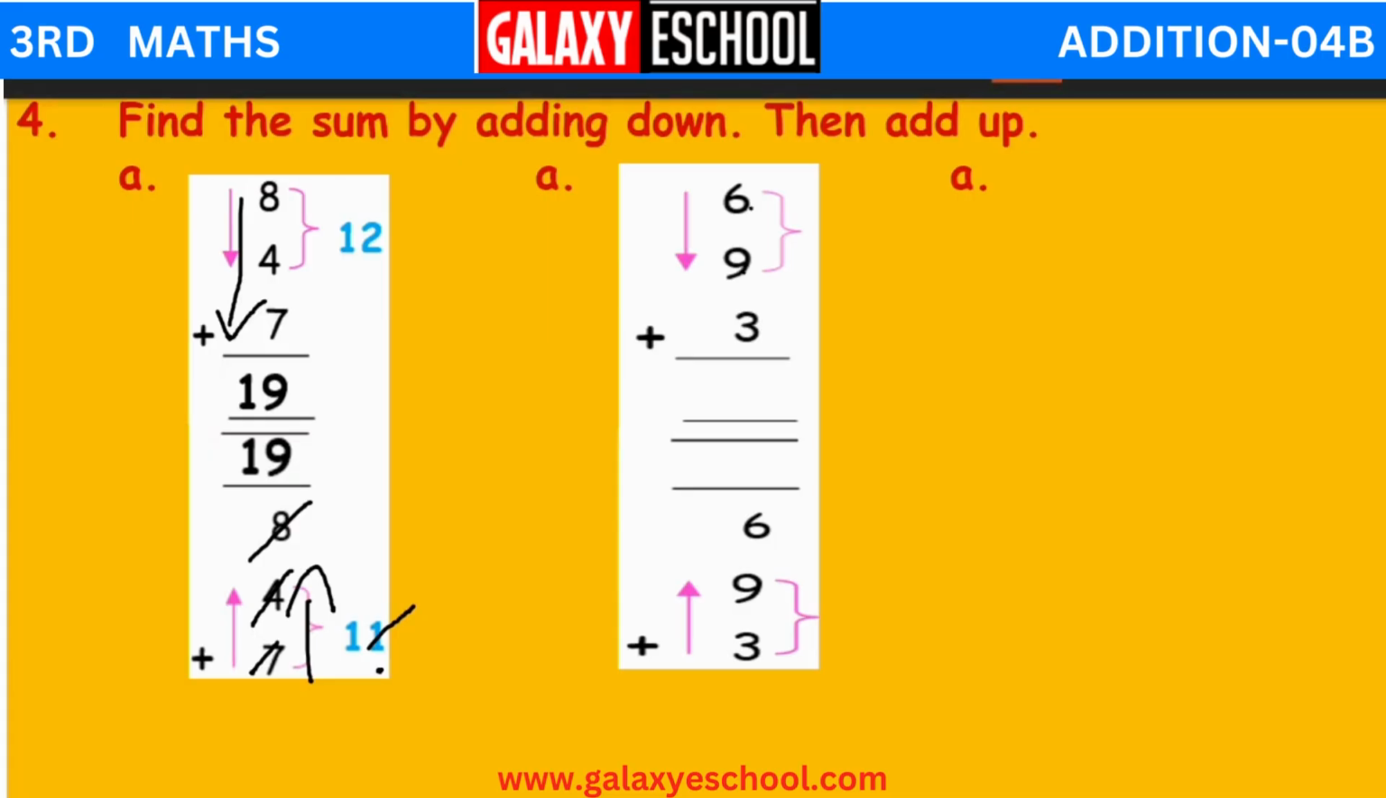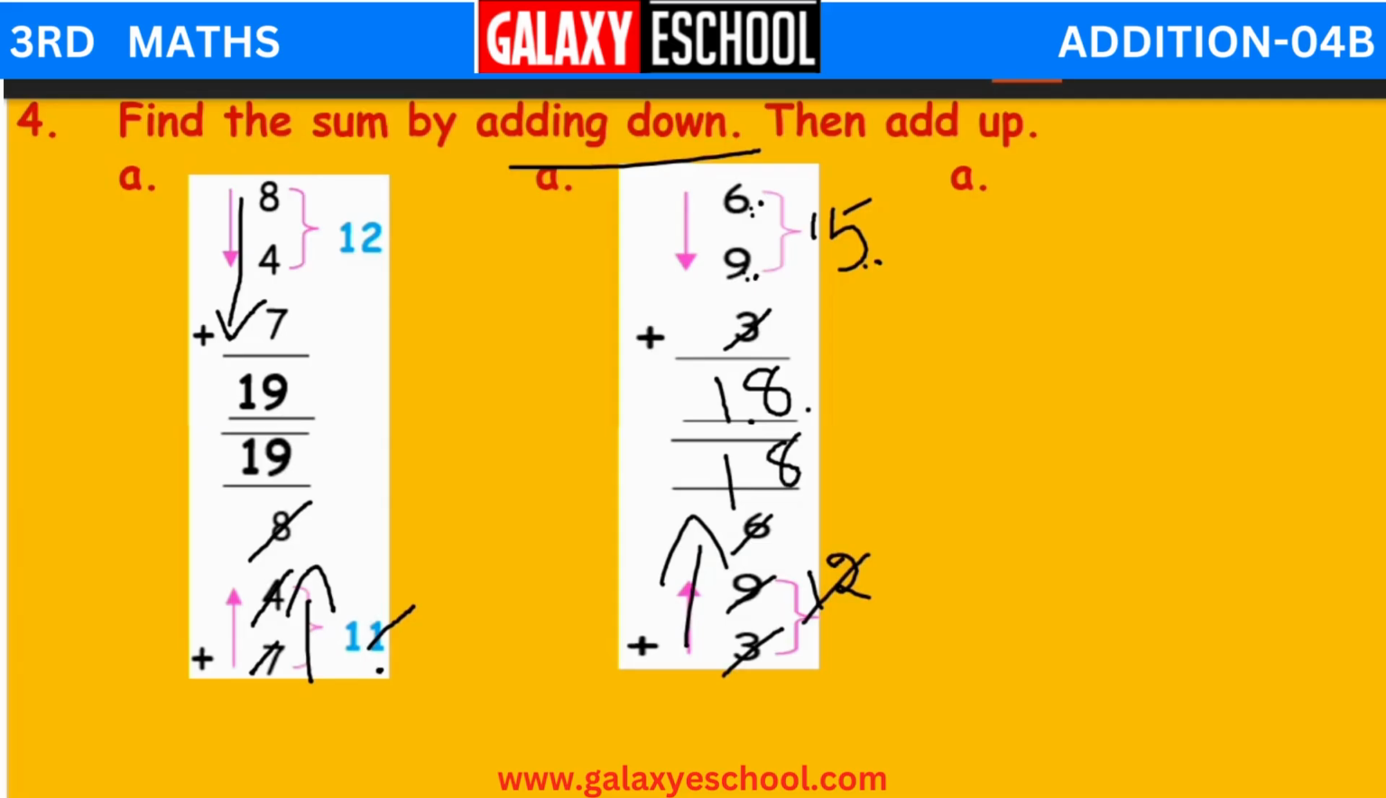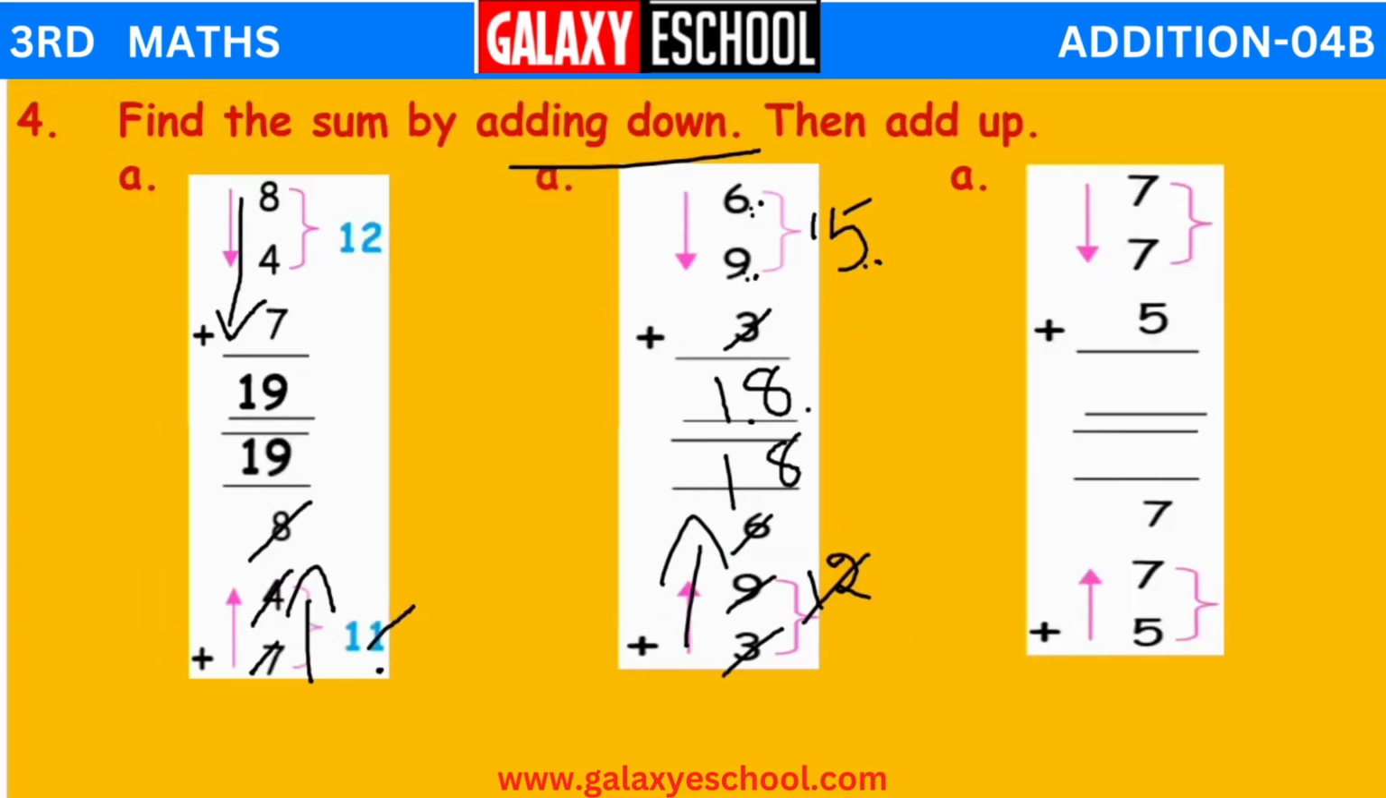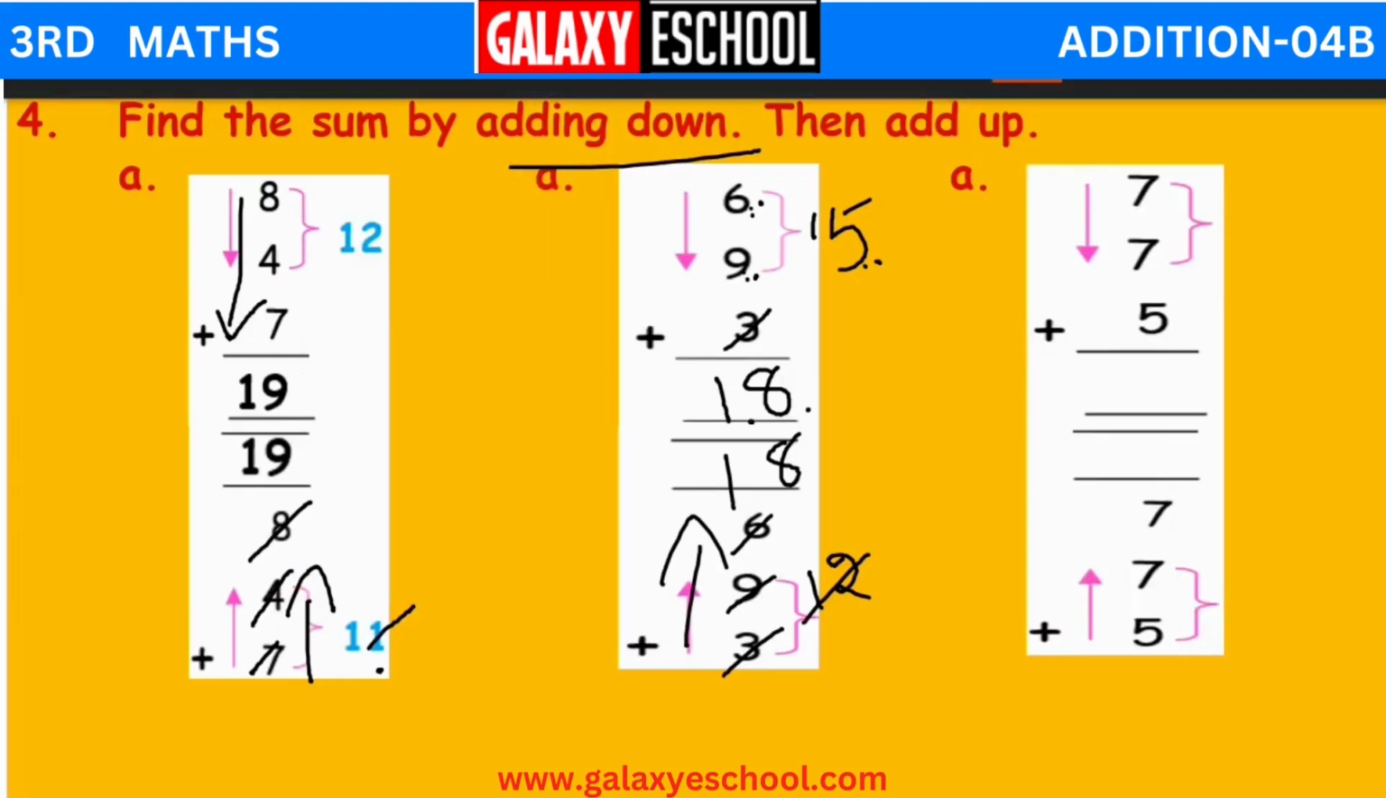6, 9, 3. Adding down. First we will add down. That is normally how we do. 6 plus 9 becomes 15. 15 plus 3 becomes 18. Yes children. Now adding up. 3 plus 9 becomes 12. 12 plus 6 becomes also 18. Yes, isn't this easy? Yes, it is very easy.